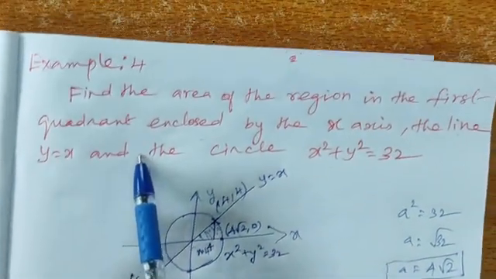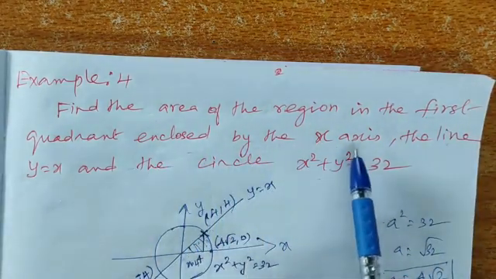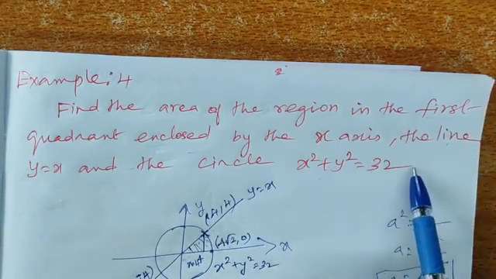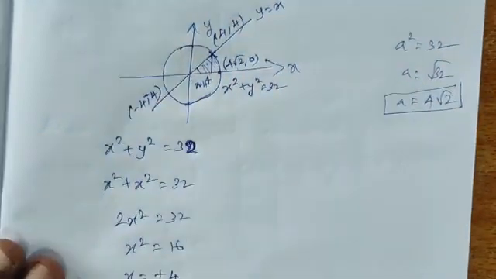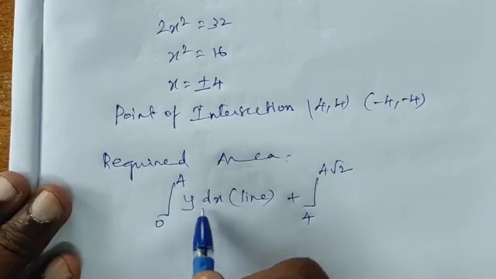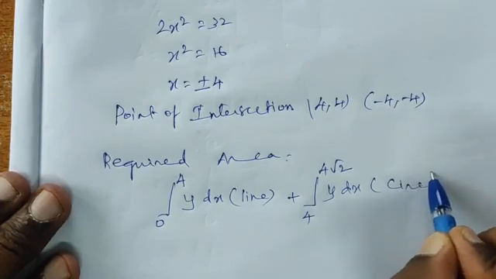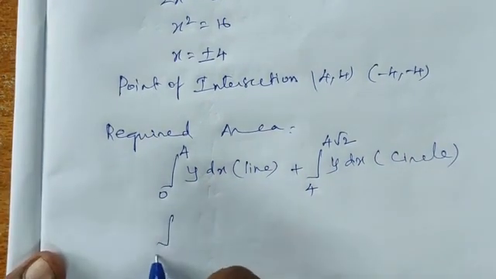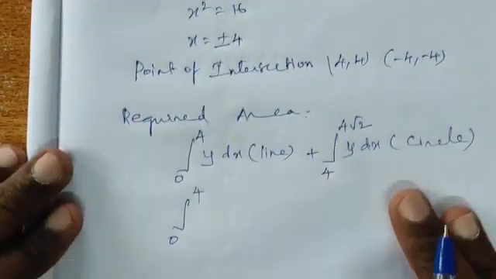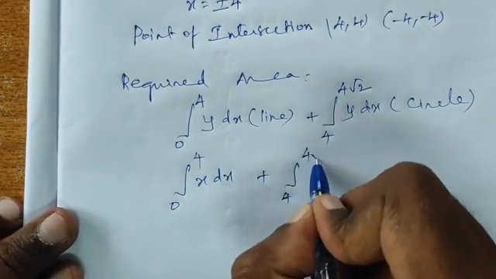So given that the area of the region in the first quadrant enclosed by the x-axis, the line y is equal to x and the circle x square plus y square is equal to 32. So we have to find the area. So listen here. 0 to 4 y dx for the line, 4 to 4 root 2 y dx for the circle. So 0 to 4 y dx, y is x, so instead of y we can write x dx, plus 4 to 4 root 2 for the circle.